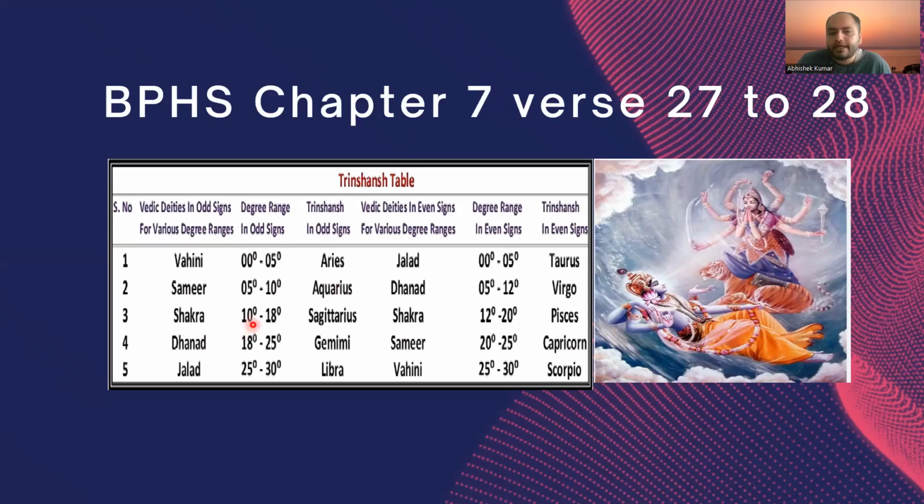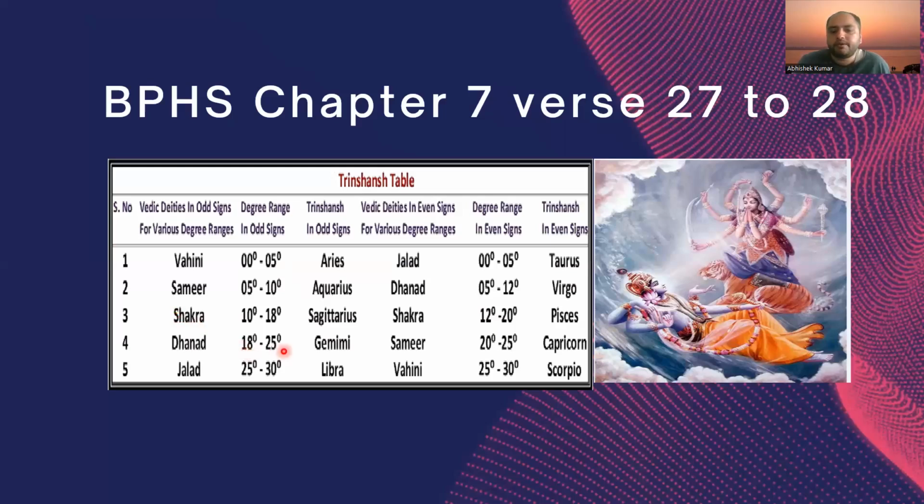Here for the next 10 degree to 18 degree, now you can see the unequal allocation started. In this degree range, in an odd sign, the planet or Lagna will go to Sagittarius. The lordship is to Sakra. Sakra is the name of Indra, god of the heaven. And Sagittarius, the lord is Jupiter. The element of Jupiter is sky, Akash Tattva. And Indra also has the sky. He's god of the sky, god of the heaven.